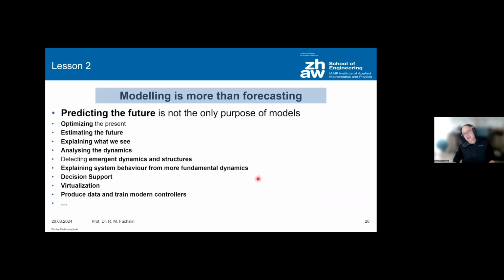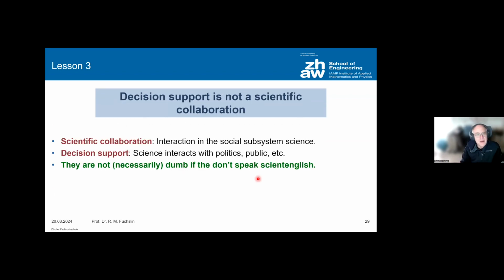A second lesson, which is important when you speak to the public: modeling is more than forecasting. With a model, sometimes you can predict the future, but there are many more reasons why you should model. You can optimize the present, you can explain what you see, you can analyze the dynamics, you can produce data for modern controllers, you can detect emergent structures, and so on and so forth. It's important to explain to people what models are good for.